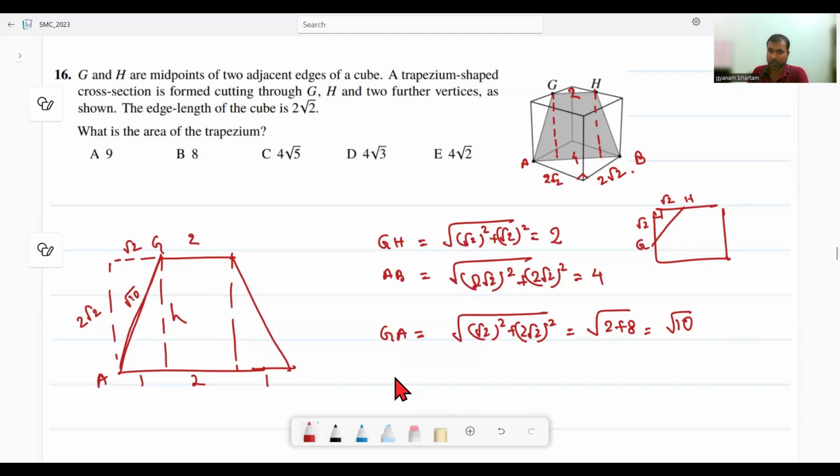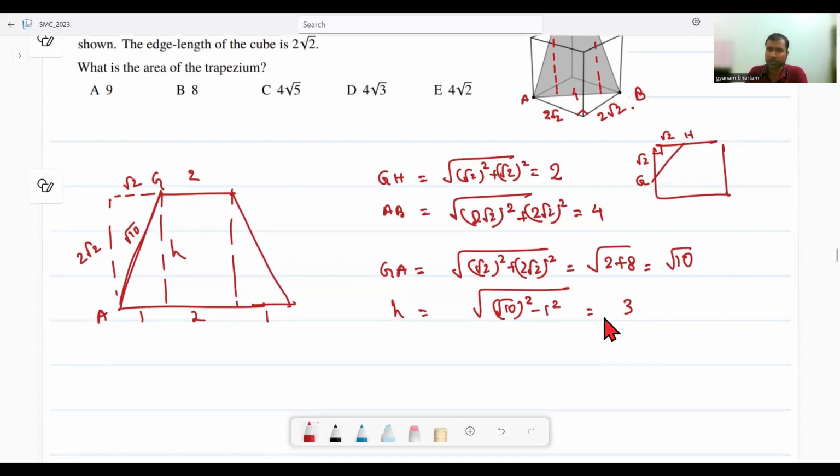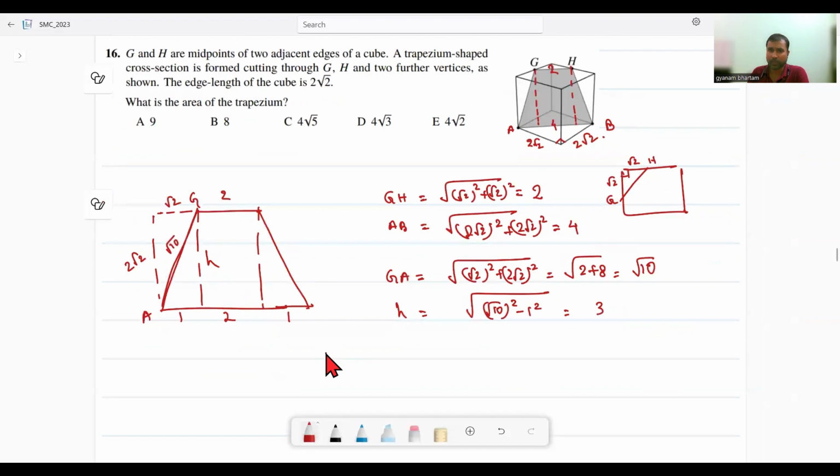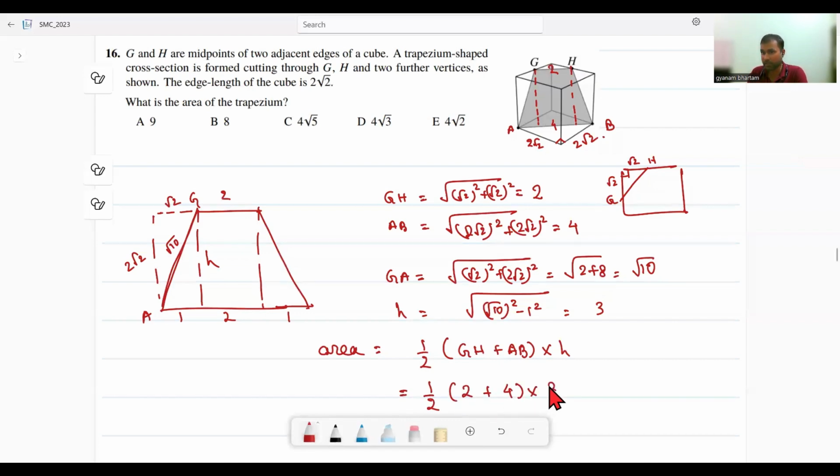Now we can find the height h. h is going to be the hypotenuse squared, root 10 squared minus 1 squared, which is 9, so 3. So we know the height, we know everything. Now the area. Area is half times the sum of the parallel sides, GH plus AB, multiplied by the height h. So half times GH, which is 2, plus AB, which is 4, times the height 3. So we have 9 square units. Go through this.